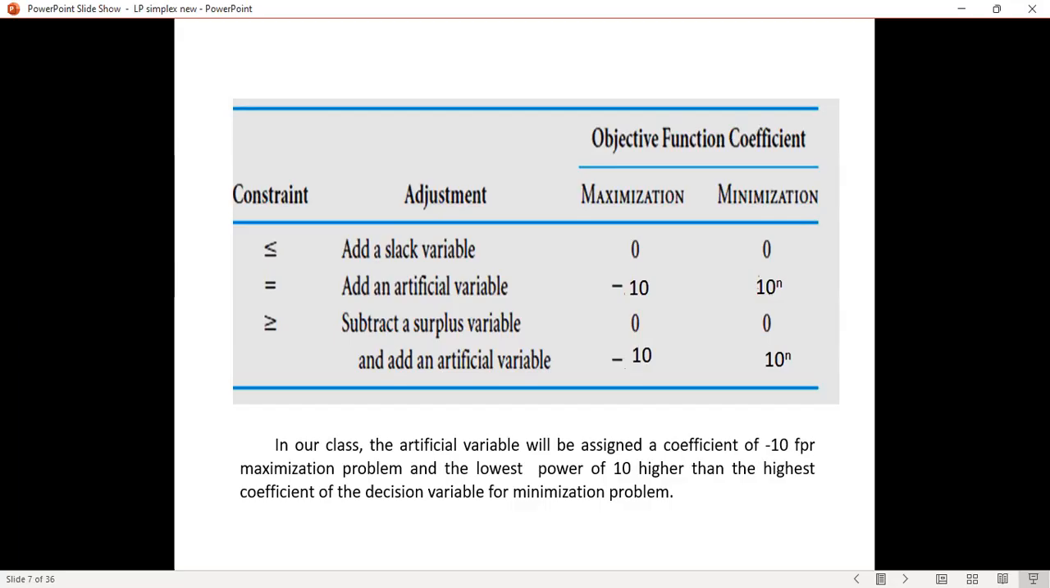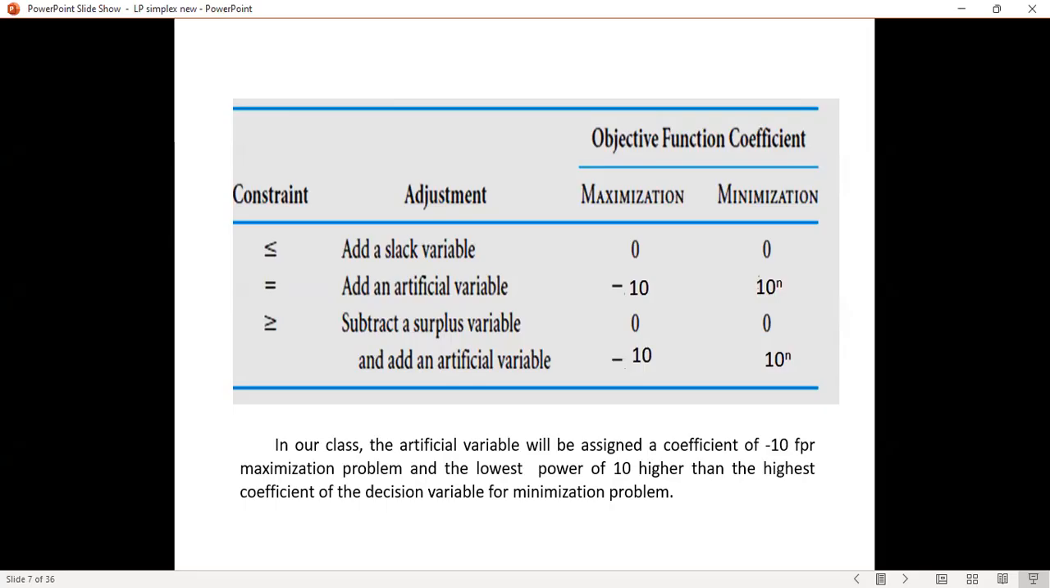We do not want it to appear, so we will assign a high numerical coefficient. So if the highest coefficient of the decision variables, let's say, is 9, so it's a 1-digit number. The lowest power of 10 higher than 9 is 10. So the numerical coefficient of the artificial variable will be 10 in the objective function. But if the highest numerical coefficient of the decision variable, say, is 23, so the lowest power of 10 higher than 23 is 100. So ang i-assign natin, the numerical coefficient ng artificial variable is 100.